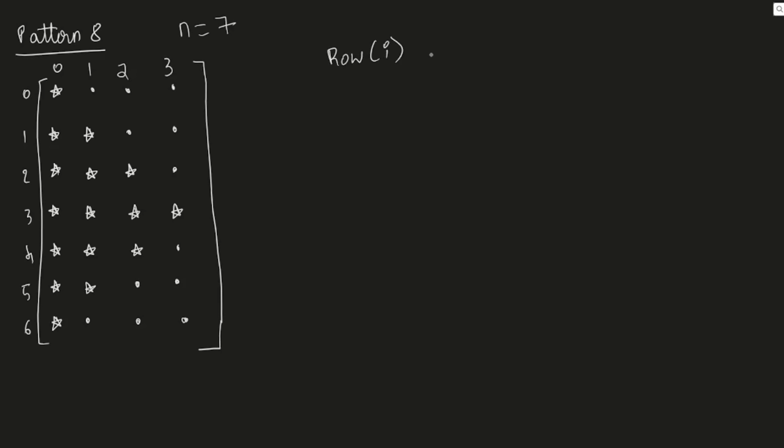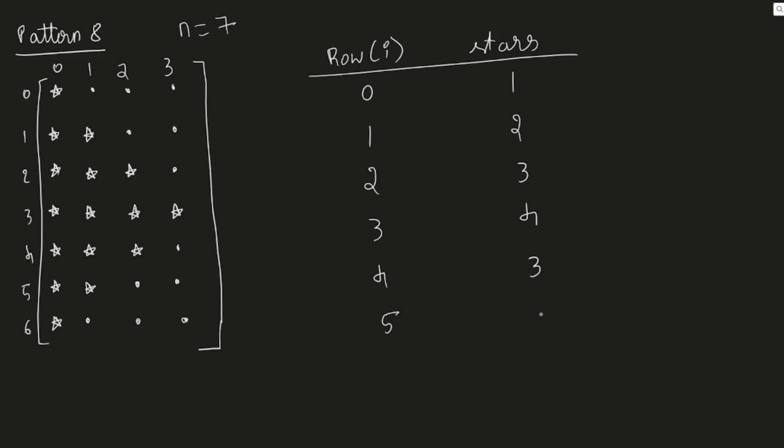Row represented by I. We need only the counts of stars. For row 0, how many stars we have? 1 star. For row 1, 2 stars. For row 2, 3 stars. For row 3, 4 stars. For row 4, 3 stars. For row 5, 2 stars. For row 6, just a single star. We need to write a logic for this number of stars.